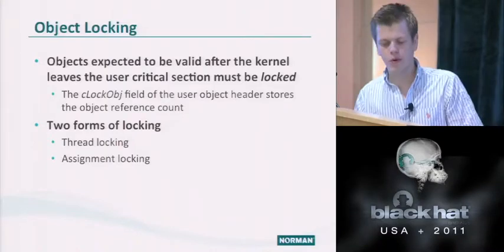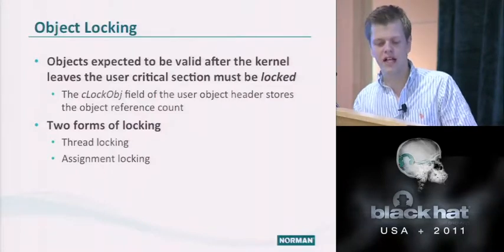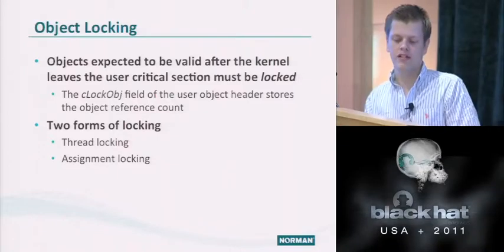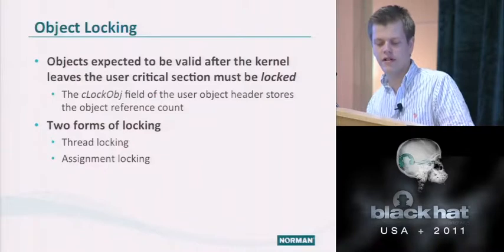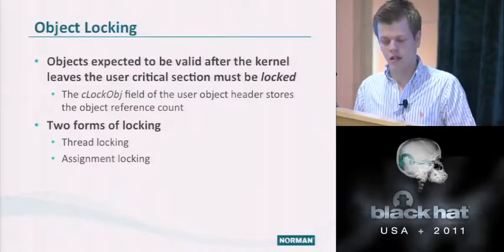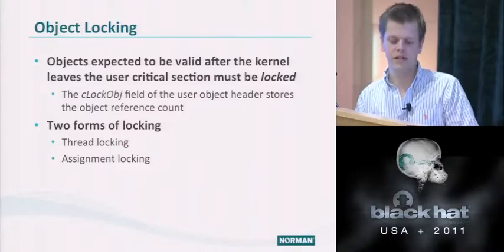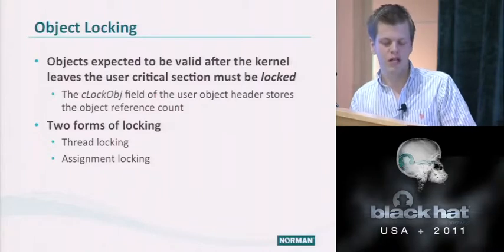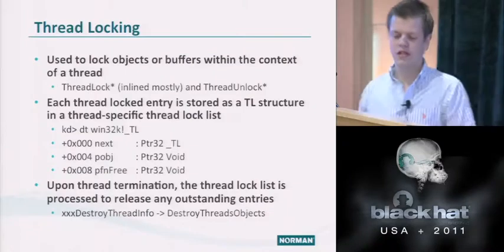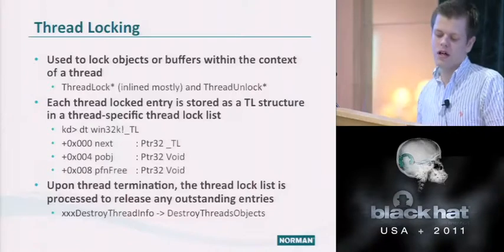So when you invoke a callback and have a reference to an object, you expect that object to be valid when you return. So what you have to do is lock the object. If you remember the header, it had a lock count value, that's the cLockObj field. So we basically need to increment that to prevent the object from being deleted. There are two ways of performing locking: thread locking and assignment locking. Thread locking is usually used in the context of a thread. So you have functions like thread lock and thread unlock.